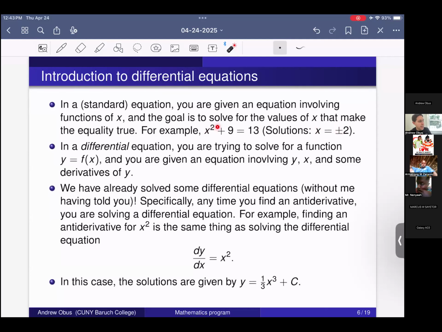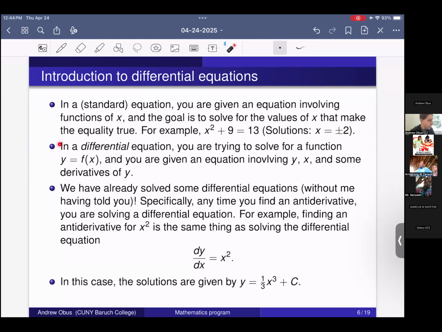This is a standard, what's sometimes called an algebraic equation. So you're given something in terms of x, and you're trying to solve for the correct value of x. That's what a standard equation is.